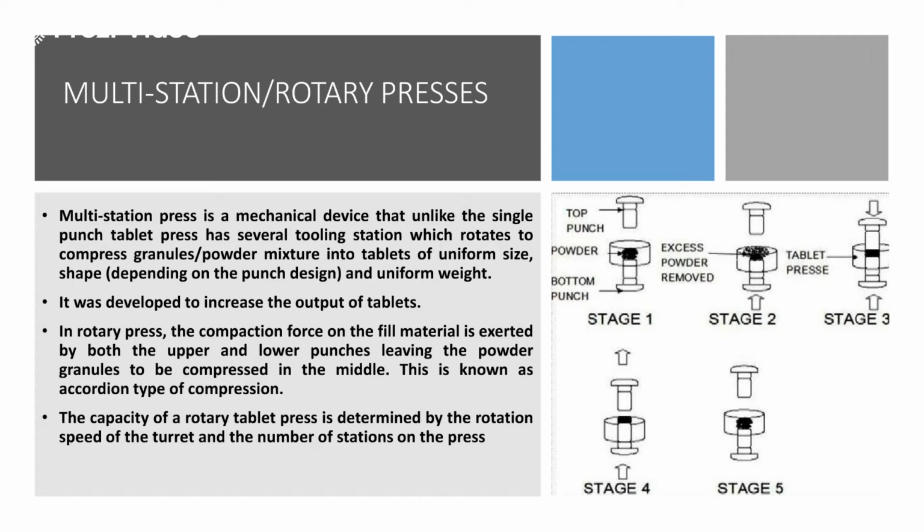In this diagram also you can see the various stages of the compression process. In stage 1 you can see that the lower punch is lowered down and powder is filled to the bottom. Then in the second stage, excess powder is removed, depending on the size and weight of the tablet you require. Stage 3 is the actual compression process, whereby both the upper and lower punch meet together and compress it into the tablet. Once the tablet is formed, the upper punch goes away and the lower punch stays the same. Then with the cam track movement, stage 5 is the ejection of your tablet.